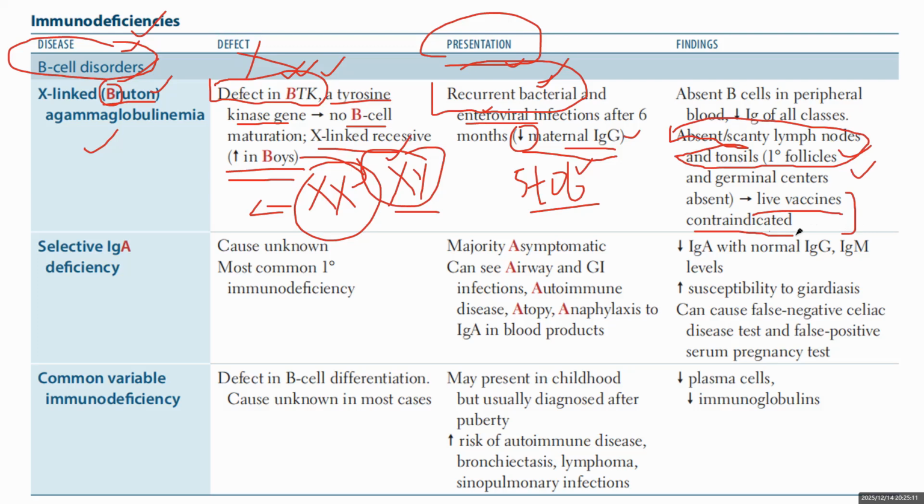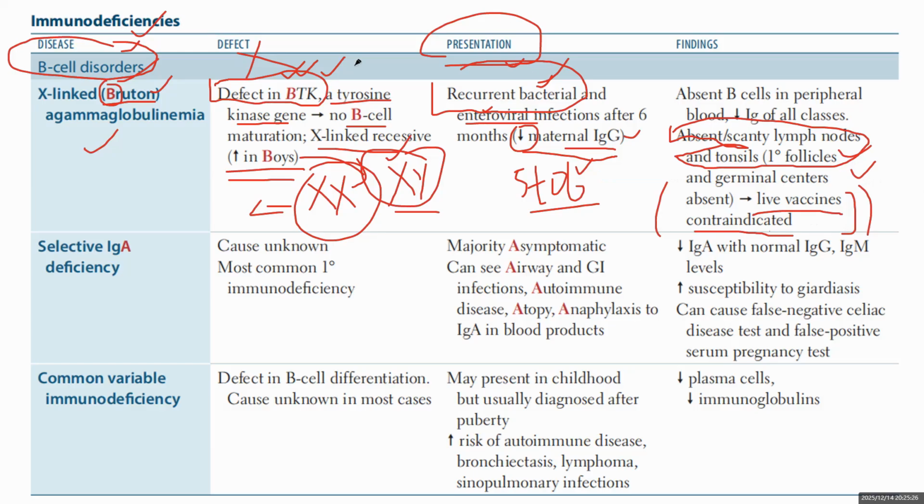This is one fact that you need to remember. Why do they not have the live vaccines? Because without the B cells or without the antibodies, a live vaccine can actually cause infection instead of protection. All right, so that's all about the X-linked.